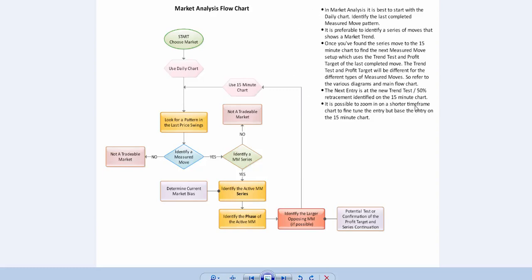It is possible to zoom in on the smaller time frame chart to fine-tune entries when we get down to the smaller time frame, but it's important that we base our entries on 15-minute charts. And you guys have probably heard that before. It's very dangerous to go just to micro time frames for the sake of trading micro time frames.